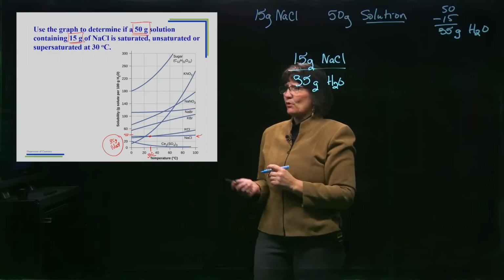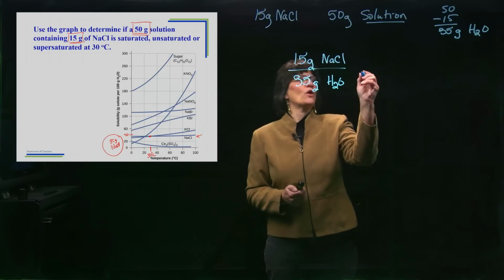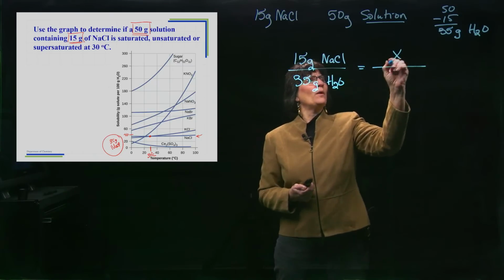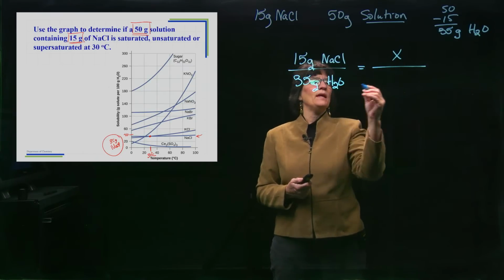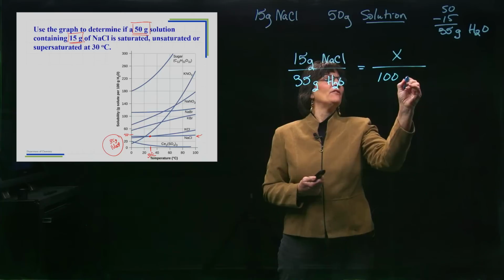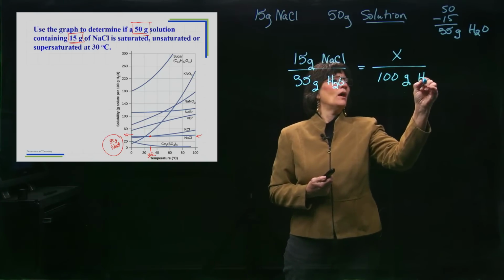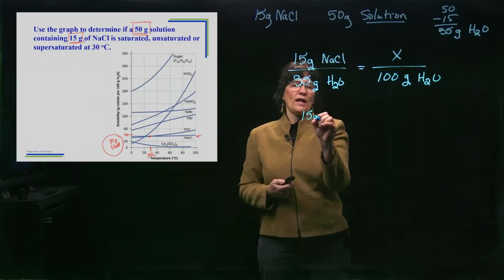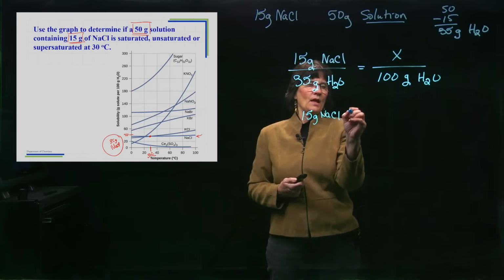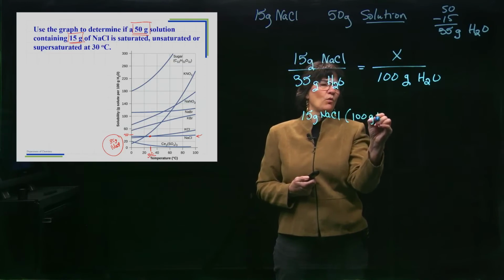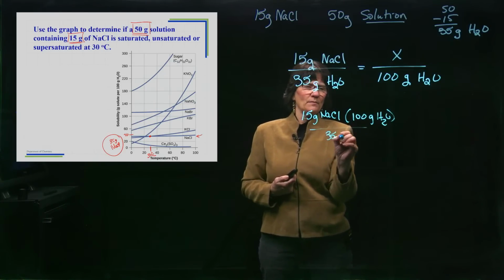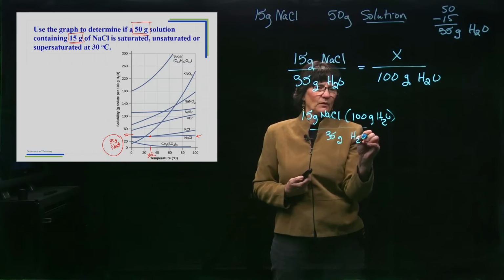Well, the table is in 100 grams of water, so I can set up a proportion here and say, well, how many grams of sodium chloride would that be equivalent to if I had 100 grams of water? So I can solve for X. I have 15 grams of sodium chloride times 100 grams of water divided by 35 grams of water, okay?